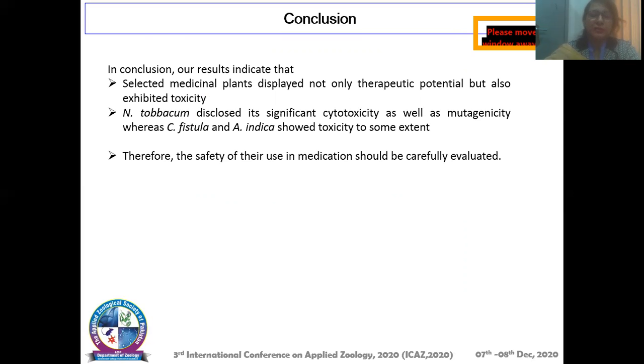Maximum toxicity was displayed by the active components of Nicotiana tabacum, which showed maximum cytotoxicity as well as mutagenicity, whereas Cassia fistula and Azadirachta indica showed toxicity to some extent. Therefore, the safety of their use in medication should be carefully evaluated before the formulation of drugs.